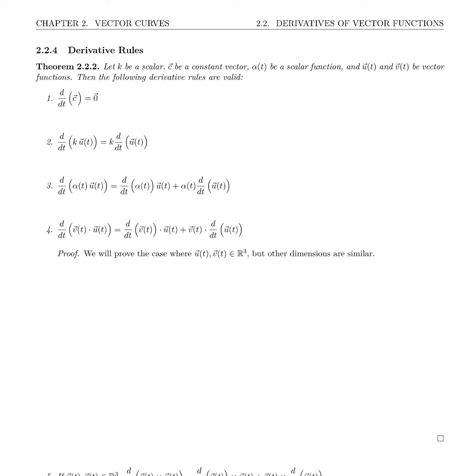In this video, we're going to look at the derivative rules for vector functions. So theorem 2.2.2: let k be a scalar, let c be a constant vector, let alpha of t be a scalar function. We'll do an example in the next video to see what exactly that looks like if you're having trouble picturing that. And let u and v be vector functions. Then the following derivative rules are valid.